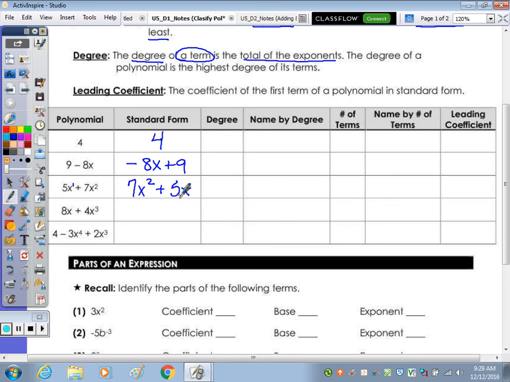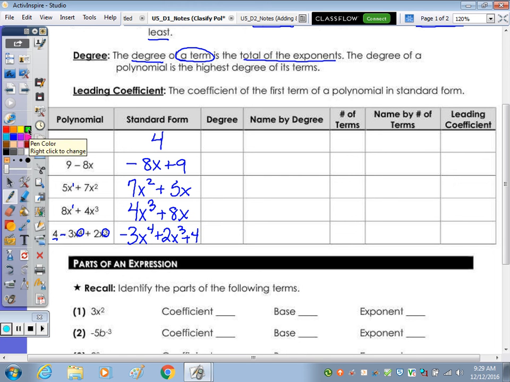And the next one, the 3 is higher than the 1. So as an exponent, so 4x cubed plus 8x. And then in the last row, the exponent of 4 is higher than the 3, and then no exponent, so that negative 3x to the fourth is first. Remember to bring the sign that's in front of the term with it, plus 2x cubed plus 4.